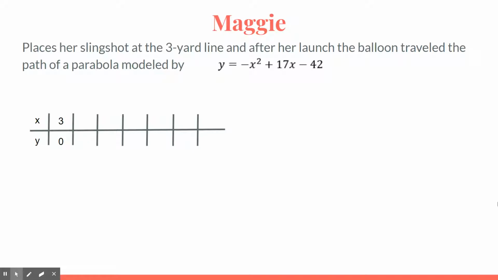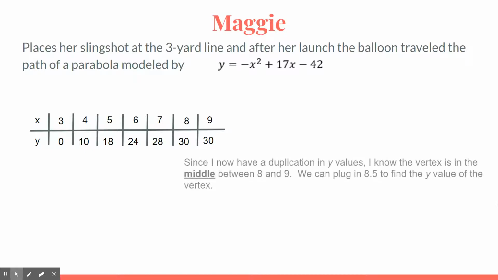Then I'm just going to start plugging numbers in. So if I plug in 4, I'm going to get 10, 5, 18, and I'm going to keep doing this until I start seeing that duplication in my y values. At this point, if you take a look at the y values, the balloon is still traveling upwards because my y values are increasing. Okay, still increasing. Oh, it's going pretty high, still increasing. Okay, here we go. It looks like we're starting to come back down again.